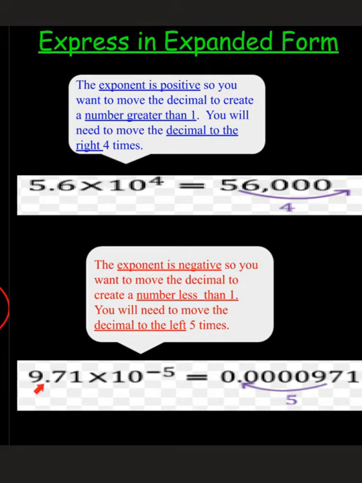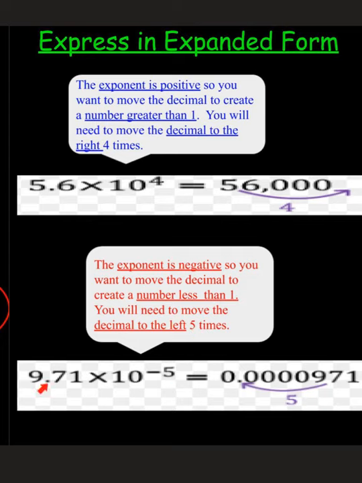Okay, now on this example, 9.71 times 10 to the negative 5 ends up giving you 0.0000971. Okay, that number is going to be less than 1 because the exponent is negative, so you want to move the decimal to create a number less than 1. If you accidentally move the decimal to the right, just remember the number is supposed to be less than 1, and when you see the number, you'll be like, oh no, I'm supposed to go the other direction. Okay, so remember, to make the number less than 1, you will move the decimal to the left. And in this case, you're going to move the decimal 5 times because the exponent is 5.